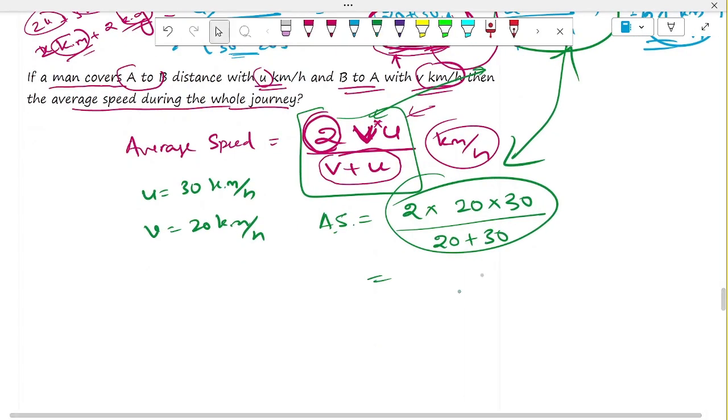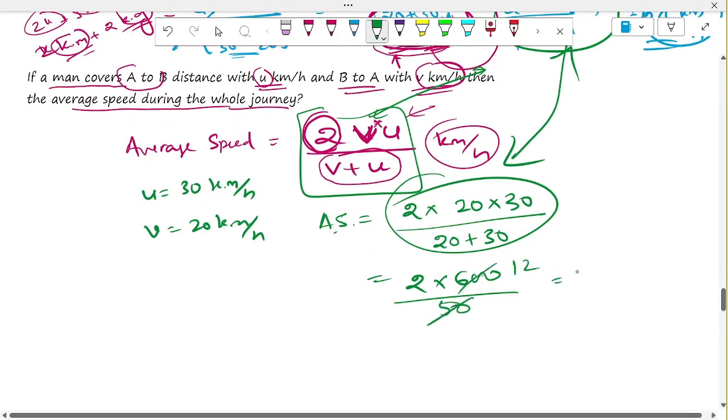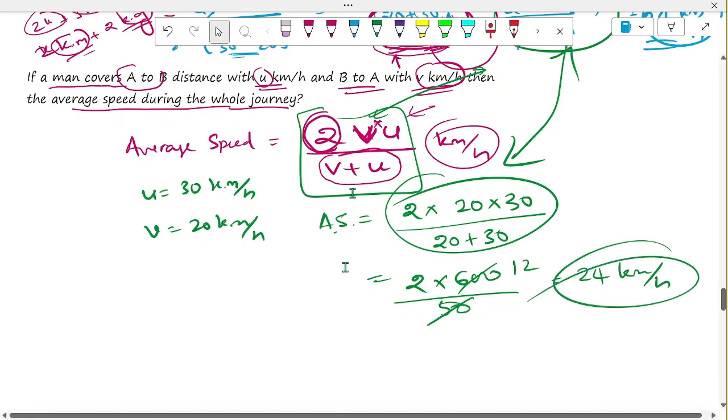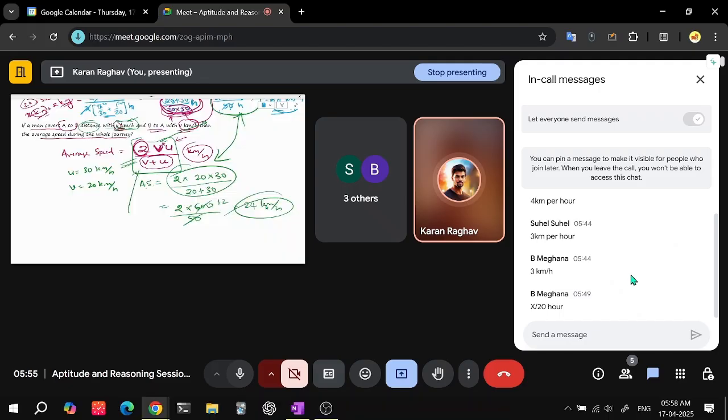So this will be nothing but, as I have solved before, 600 divided by 50. This will be 12. So the answer here is 24 kilometer per hour. Same, but you need to remember this formula whenever the distance is same and there are two different speeds given. At that time you can use this particular formula.